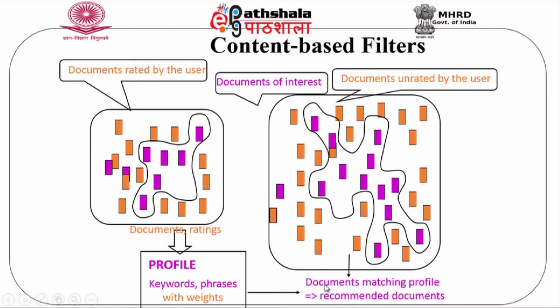Now we are going to select the documents of interest to the end user. So the documents rated by the user are given in orange color. The other documents here represent the documents that are unrated by the user. So we now try to find out which are the documents that are of interest to the user. So we try to perform a document matching profile, and we try to recommend some of the documents and tell that these kind of documents may be of interest to the user. So this is based on the content, that is the documents that the user has already viewed, based on the keywords and phrases that appear in those documents that are viewed by the user.